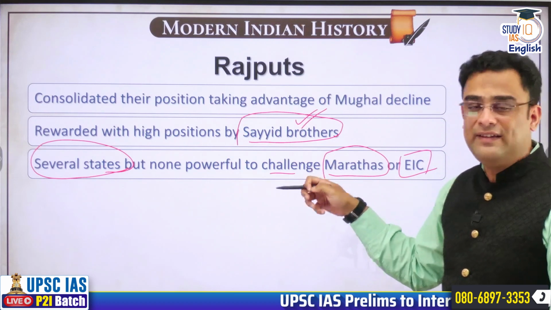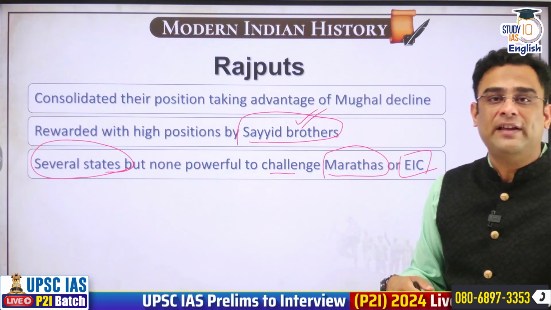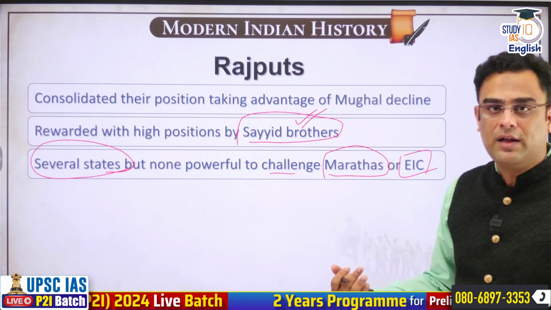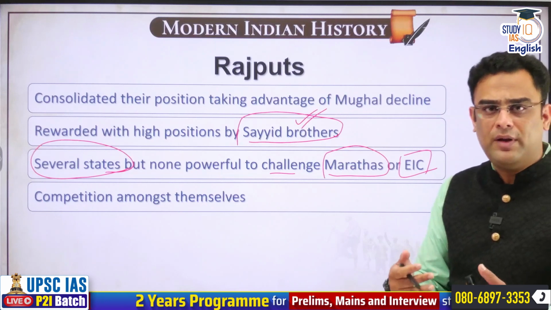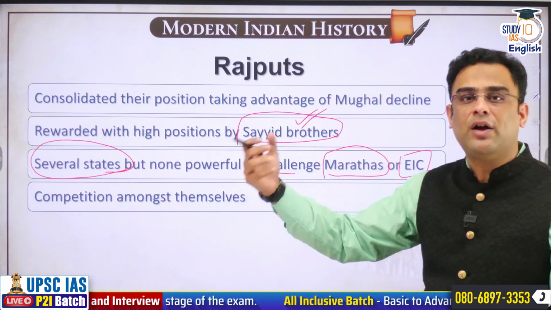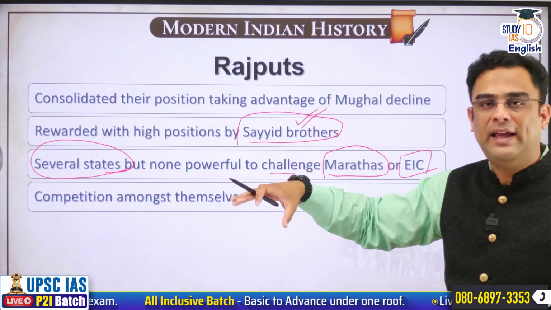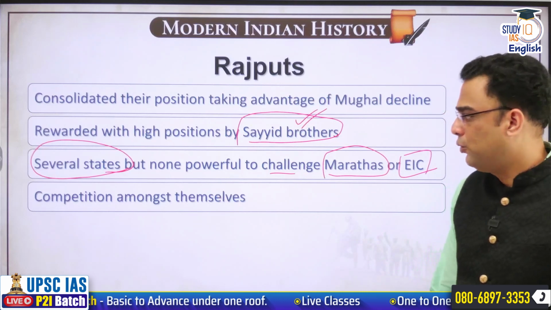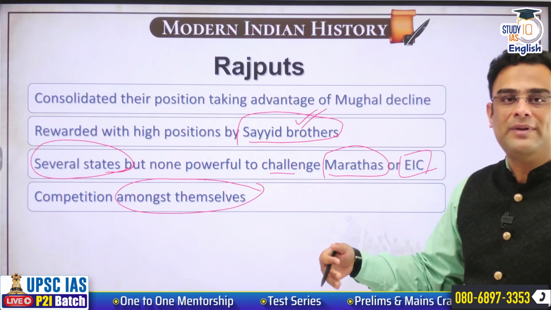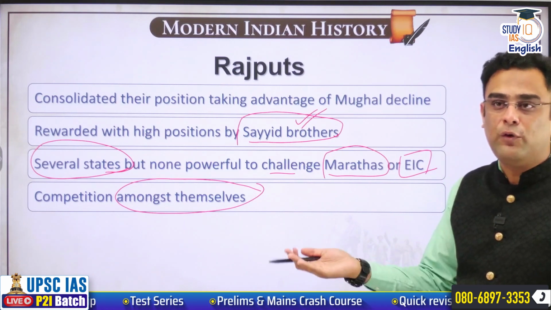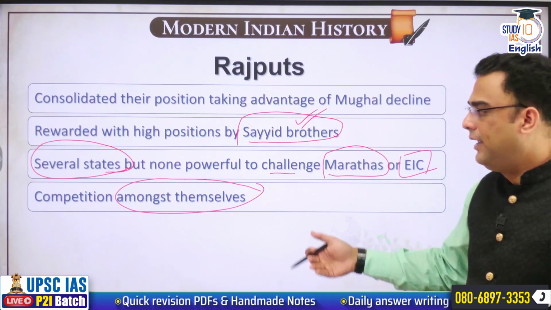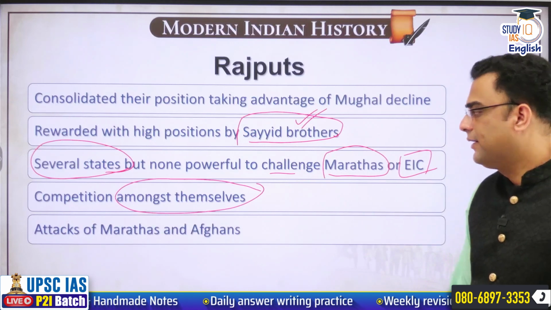But then none of these states could actually either challenge the Mughal authority or challenge the rise of the Marathas or the East India Company. So they continued their rule in the same manner as it was going on earlier. From earlier Mughal control, later they passed on to Maratha control and subsequently to East India Company's control. Competition amongst themselves, amongst the Rajput states, was a problem that persisted during this period also. Before the establishment of Mughal rule, during Mughal rule also, we saw conflicts amongst Rajput chiefs, and in the later period also this competition hurt them.